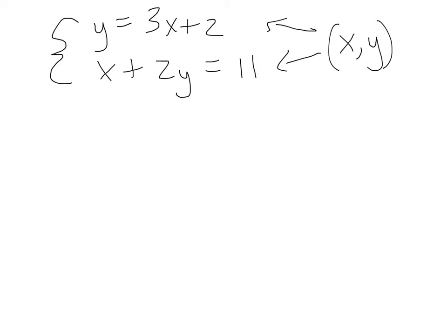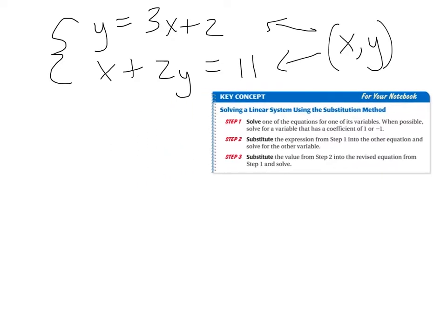But here's the substitution method. Let's go back to that handy-dandy little cheat sheet that I didn't even talk about that was there on the first page. Here are our little steps. Step 1, solve one of the equations for one of its variables. Well, by golly, it's already done for us in the first equation. y equals 3x plus 2. So one of the equations is already solved. That's step 1. Step 2 says substitute the expression from step 1, that's this, substitute that into the other equation and solve for the given variable.